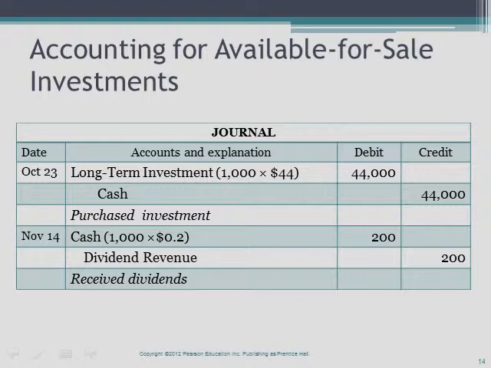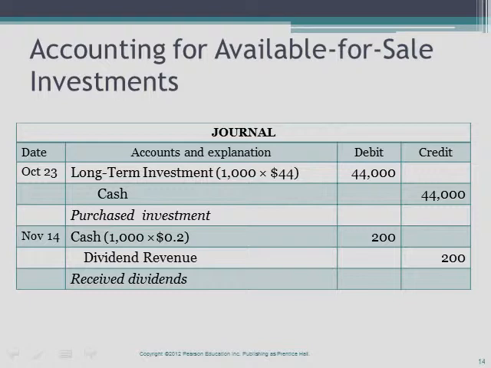Suppose a company purchases 1,000 shares of Hewlett-Packard common stock at a price of $44. The company intends to hold this investment for longer than a year and therefore treats it as a long-term available for sale investment. The entry to record the investment is shown here. Assume that the company receives a 20-cent cash dividend on the Hewlett-Packard stock. The entry to record receipt of the dividend is also shown here.